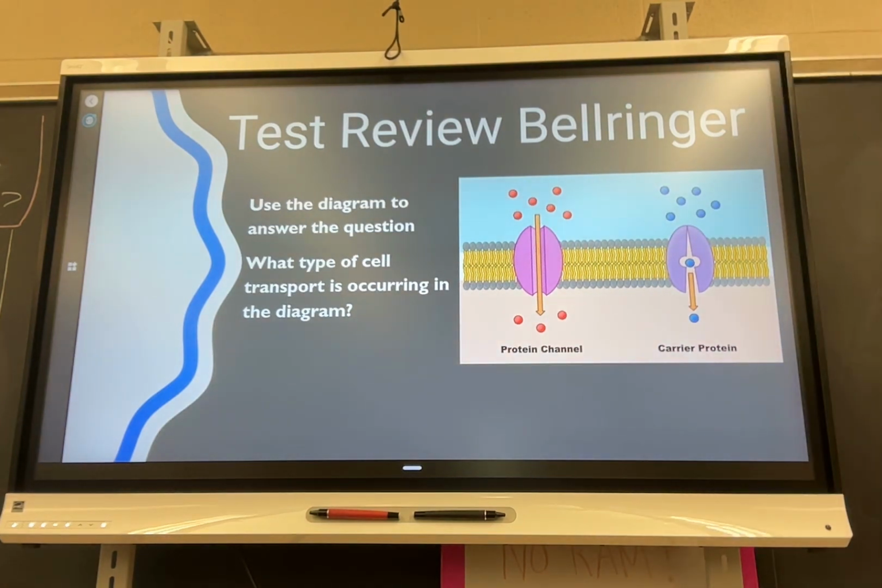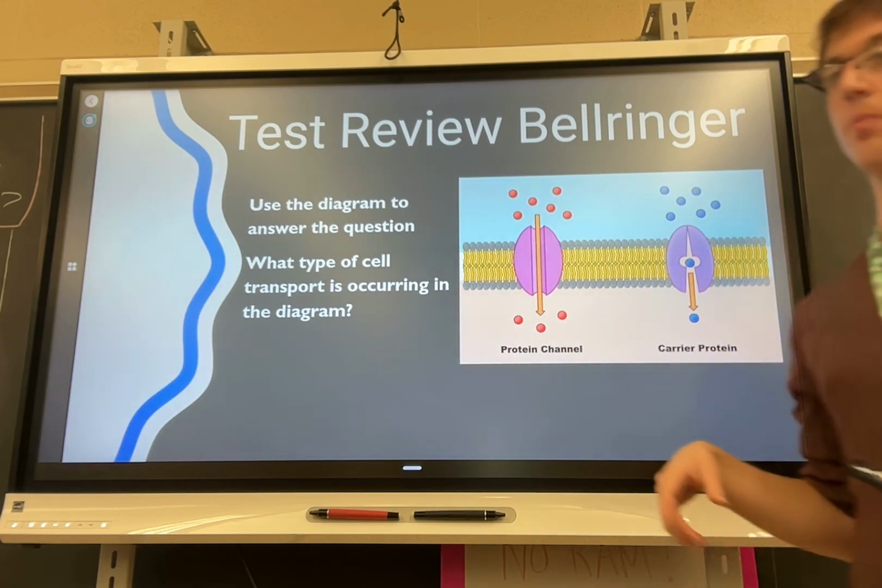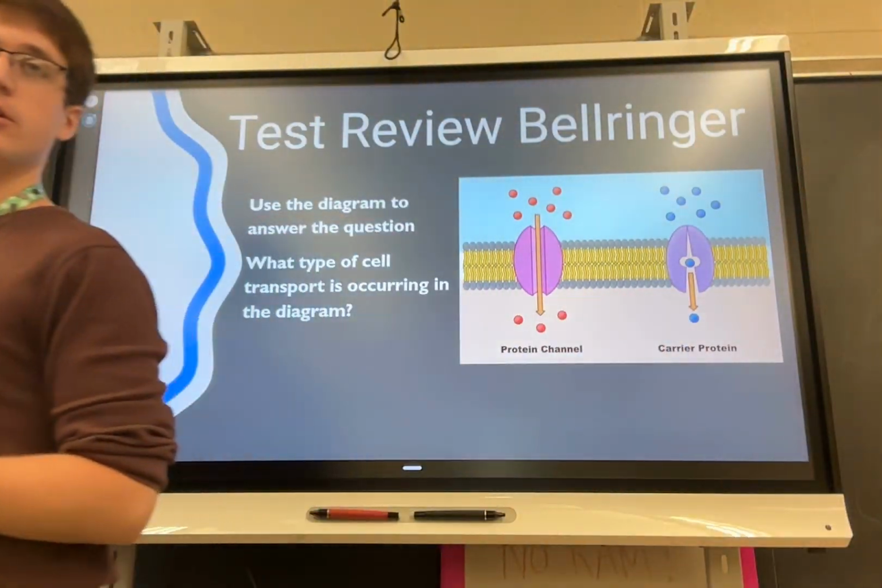Carter, what type of transport is this? Facilitated diffusion. Why? Because that's what my test says. Okay, but explain to me from what we've learned. How do you know this is facilitated diffusion? It's facilitating. Exactly. Facilitating diffusion. Yeah. It's facilitating. What is facilitating? The ions.